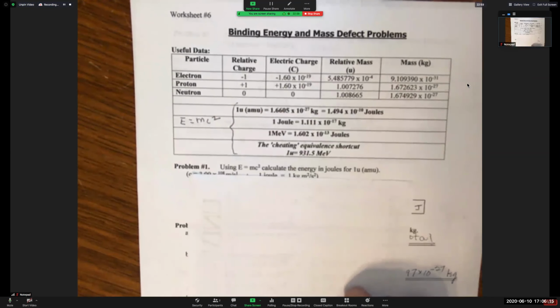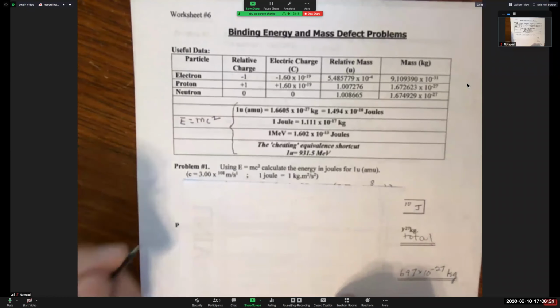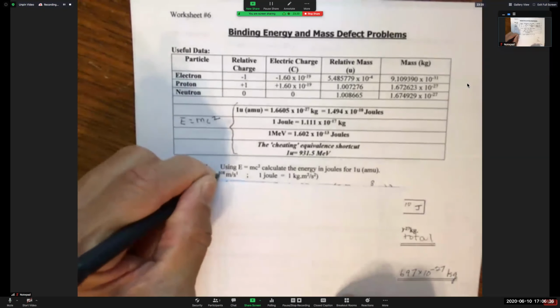So let's look at the first problem. It says using E equals mc squared, calculate the energy in joules for 1 AMU. So here's our equation. Here's some useful information for that. C is the speed of light, 3 times 10 to the 8th meters per second.